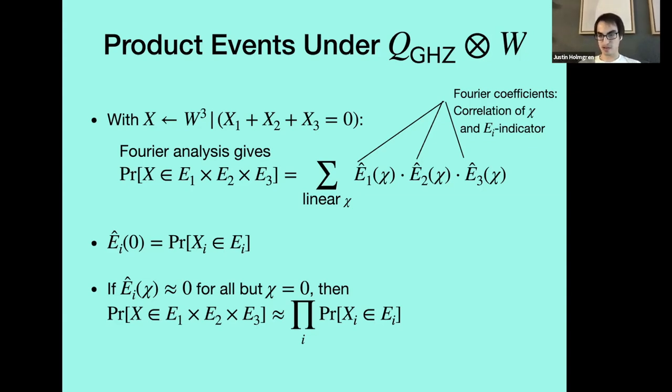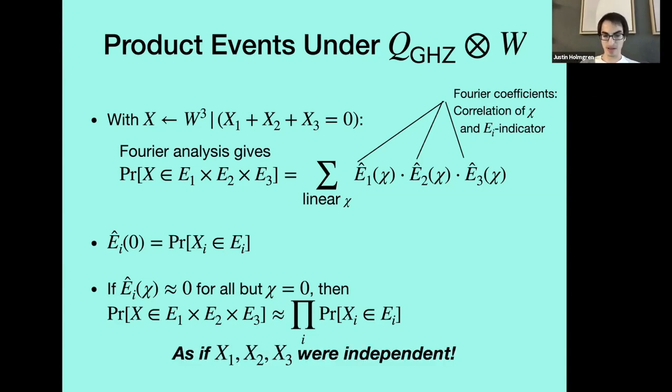And so one thing you can take away from this Fourier formula, which is what we'll basically use, is that if all the other Fourier coefficients are close to zero, then the product event behaves as if they're all independent. So it's as if your queries x1, x2, x3 are independent, even though in reality they have this linear correlation. The only way to exploit this linear correlation is by having events that are somewhat linear.